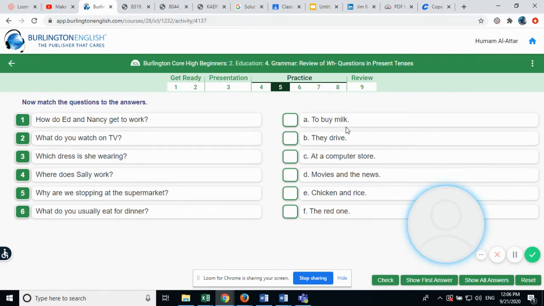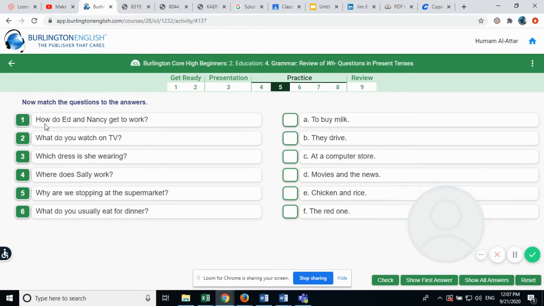To buy milk. They drive. At a computer store. Movies and the news. Chicken and rice. The red one. Now I'm going to do number one for you so you can understand and know how to do the rest.